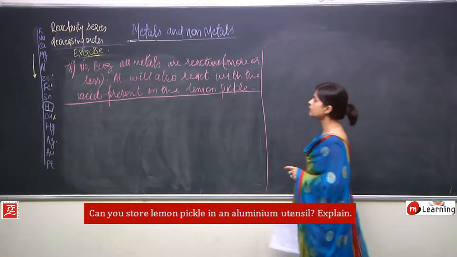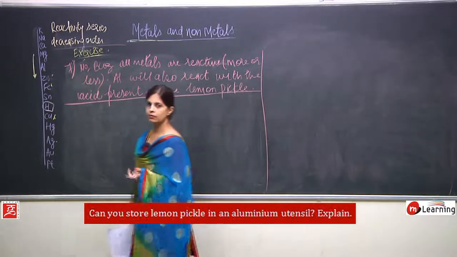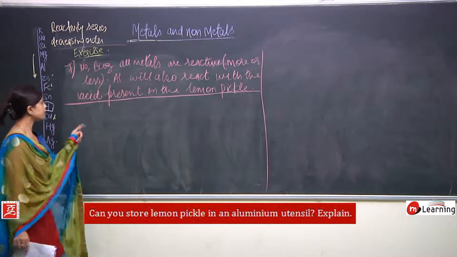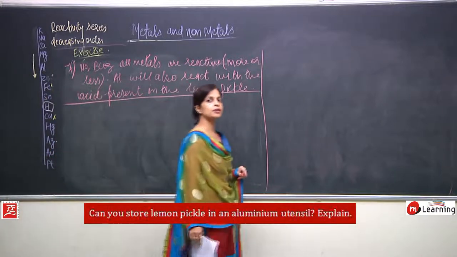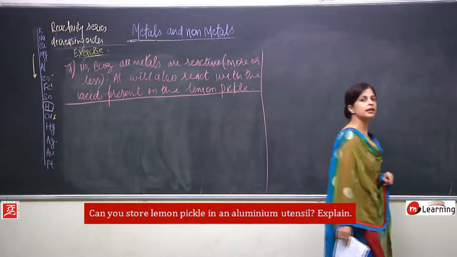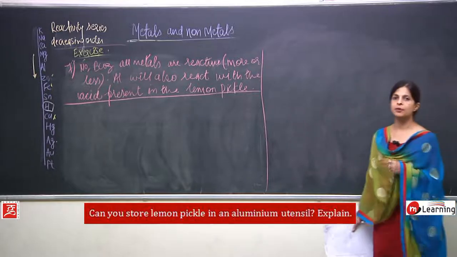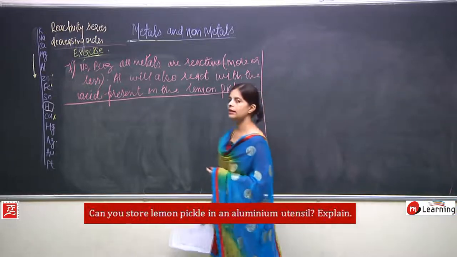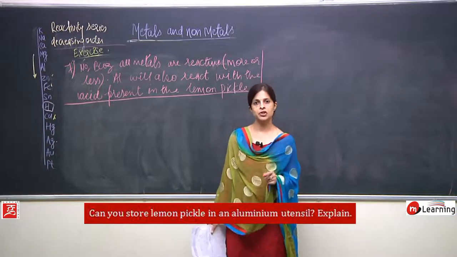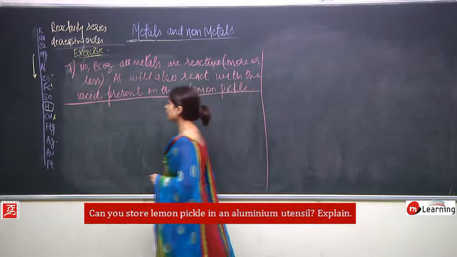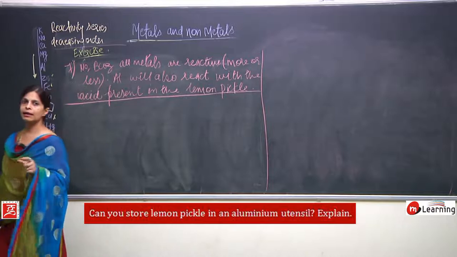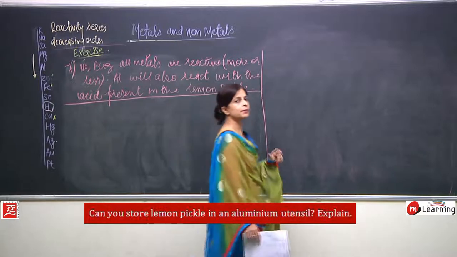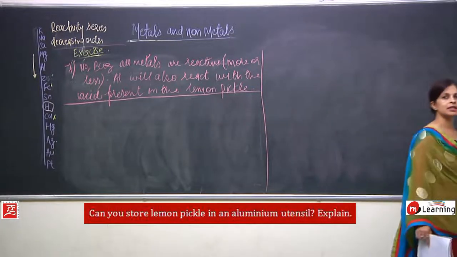Why have I written more or less? Because some metals may react more or some metals may react less, but they are reactive. And lemon means what? It is sour. Sour means what? It has an acid, and metals react with acids, and obviously the product which will be formed will be harmful for us, and so the lemon pickle cannot be stored in aluminium jars or aluminium utensils. Rather, it has to be kept in glass or some kind of bone china type of material.